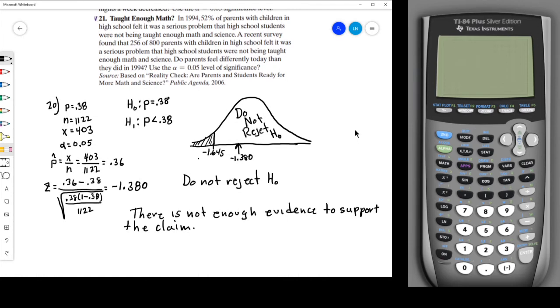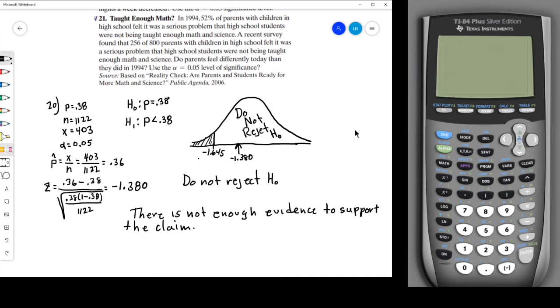The next problem says, in 1994, 52% of parents with children in high school felt it was a serious problem that high school students were not being taught enough math and science. A recent survey found that 256 of 800 parents with children in high school felt it was a serious problem that high school students were not being taught enough math and science. Do parents feel differently today than they did in 1994? Use alpha equals 0.05.